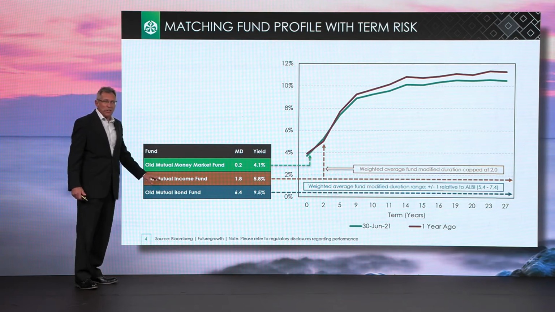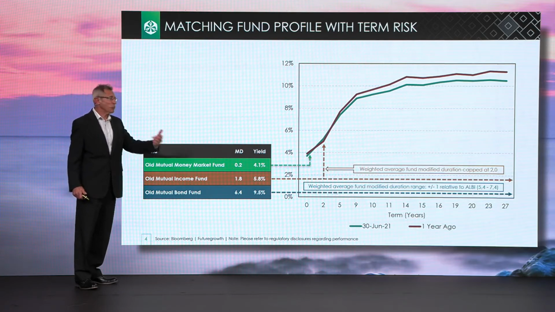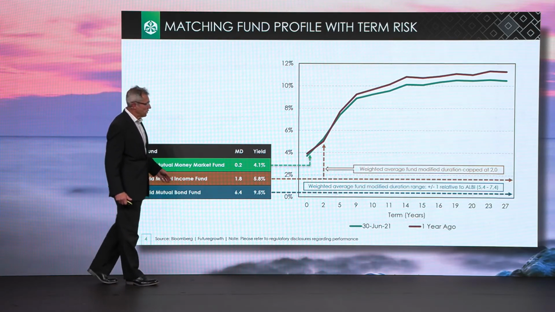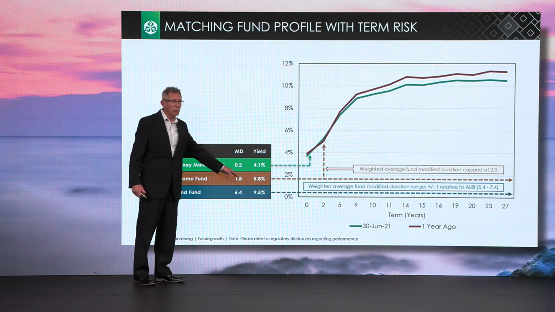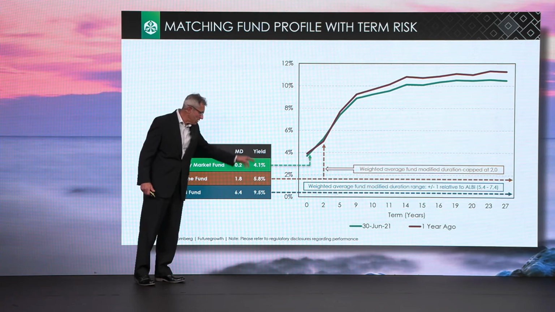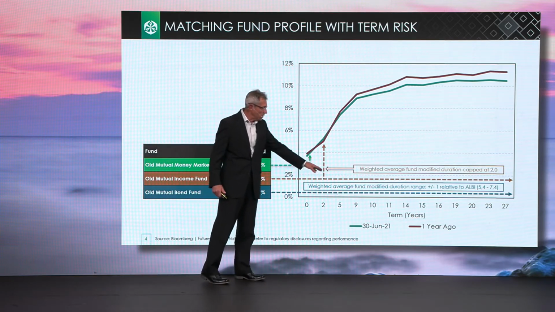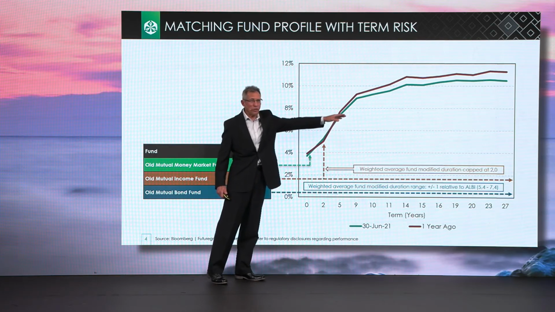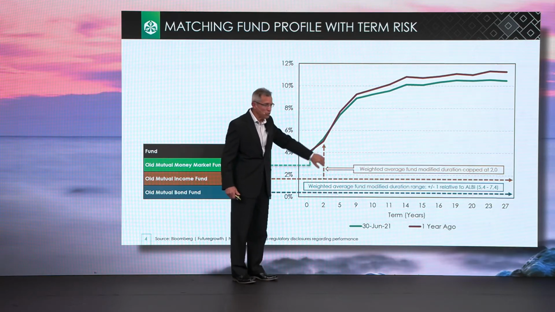Adding a bit more risk to enable us to add more returns and income over time is the income fund, with, again, a slightly higher modified duration, at the moment 1.8, with a yield of 5.8. The reason why the yield is higher is because the income fund is allowed to venture out onto the yield curve with an important difference. It's not supposed to go on average to a weighted modified duration higher than 2.